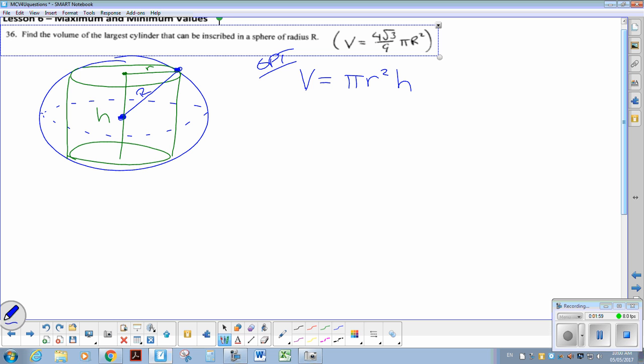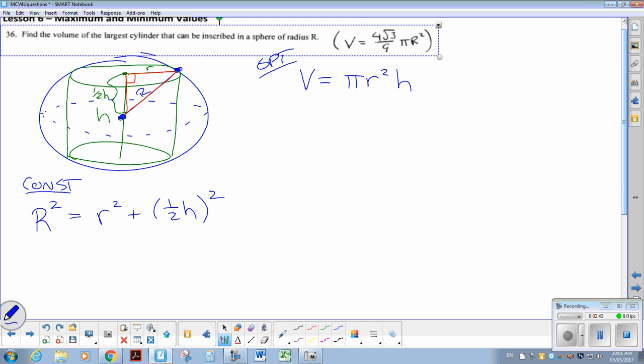So the constraint equation has to draw a connection between the sphere it's contained in and the variables in play. So when I draw it like this, we can start to see we're going to end up using Pythagorean theorem because I have a right angle triangle. The only difference is that this length right here doesn't represent the full height. This is only half the height. So now I can draw a connection between the two. The radius of the sphere squared is equal to the radius of the cylinder squared plus half the height of the cylinder squared. Excuse me.